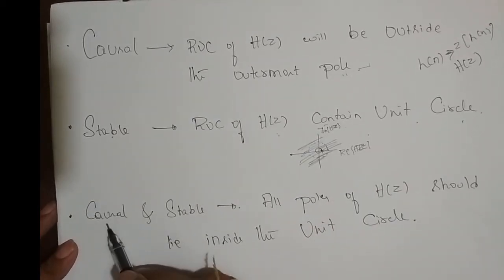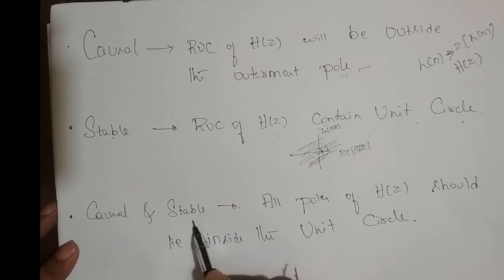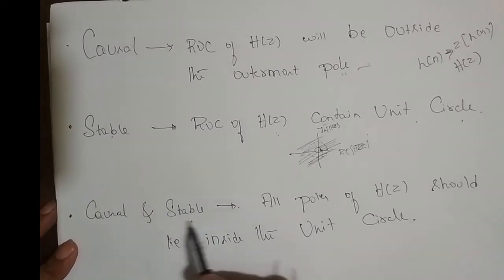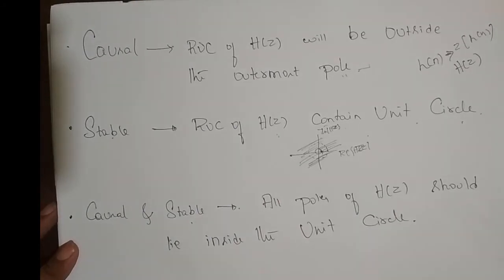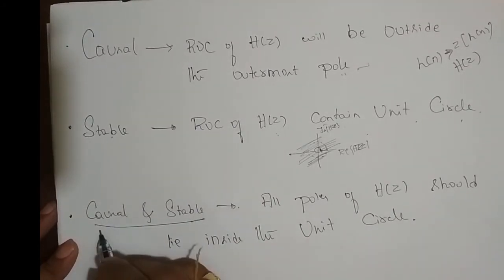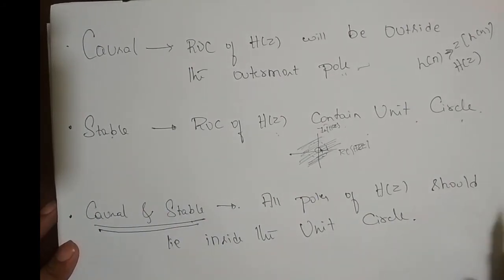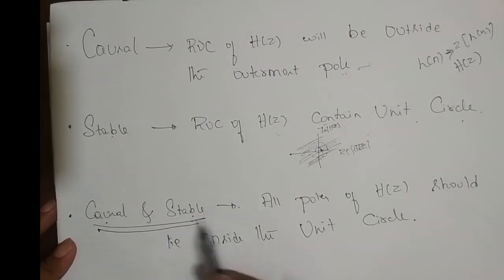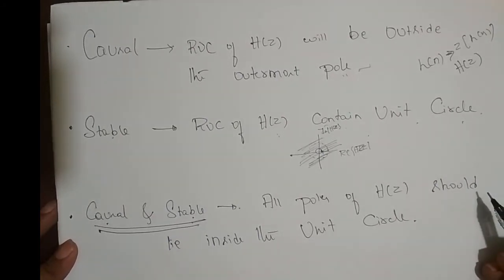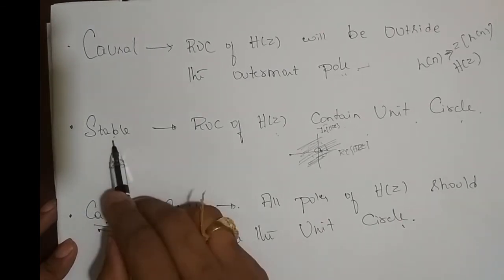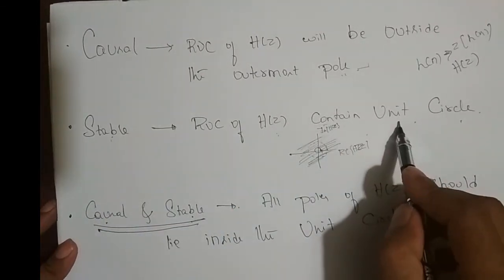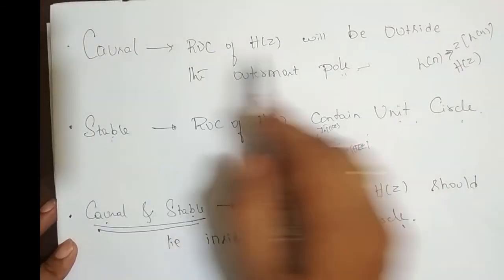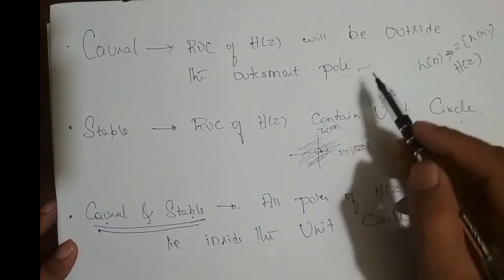Okay, and a system is said to be both causal and stable, I repeat again, a system is said to be both causal and stable if all poles of H of z lie inside the unit circle. So this is very much important because we are going to use this definition while solving the problem and to show how a system is both causal and stable. A system is said to be causal and stable if all the poles are lying inside the unit circle. A system is said to be stable if its ROC of H of z contains unit circle. A system is said to be causal if its ROC of H of z is outside the outermost pole.